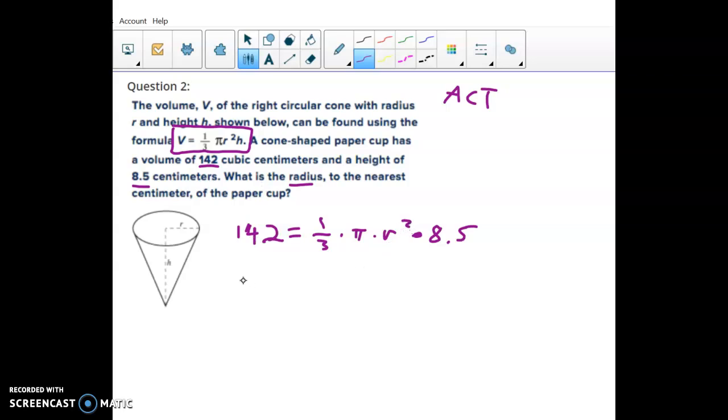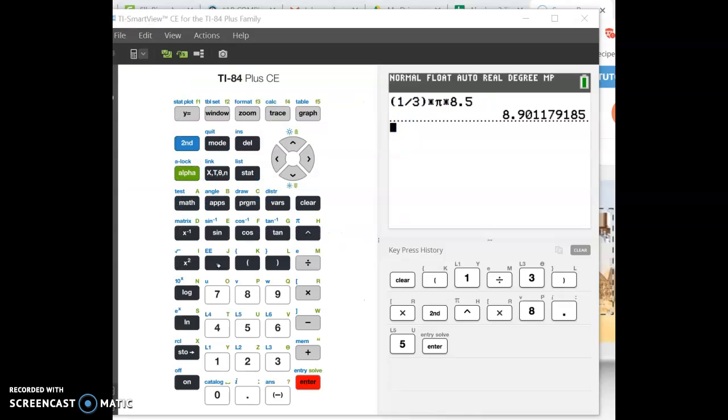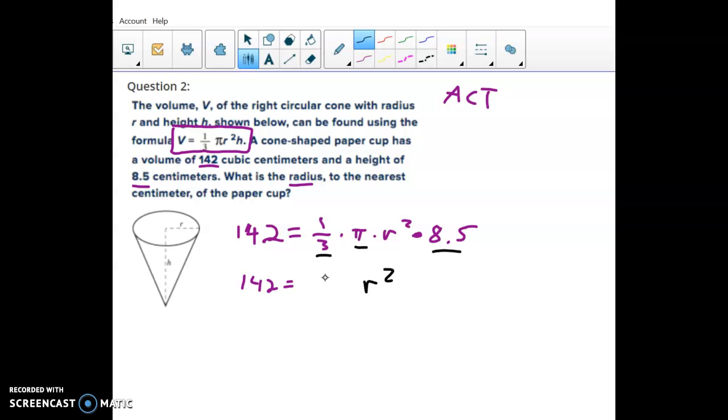One of the tricks on this question is that all of this you can multiply together in any order. So on this side, I would take 1/3 times pi times 8.5, and whatever that is will be times the radius squared. I'm going to grab my calculator and multiply those. I multiplied all that out and get 8.9. So this side is 8.9 times r squared.